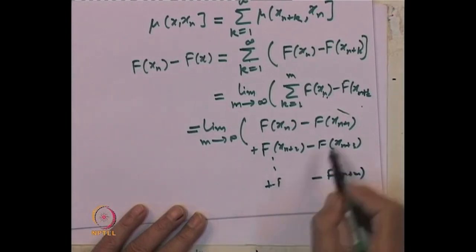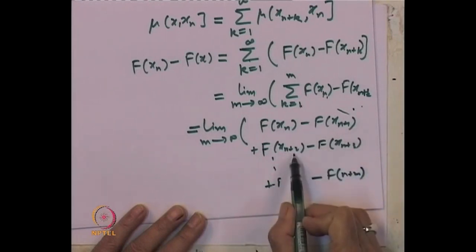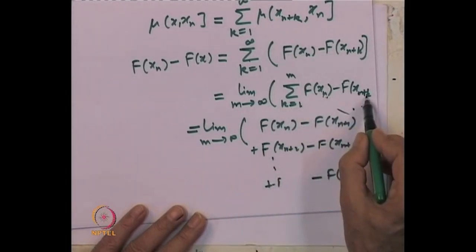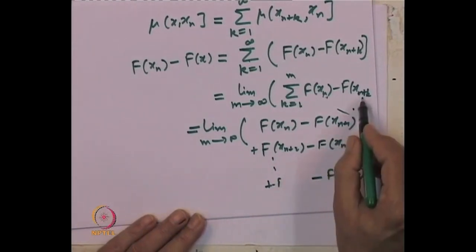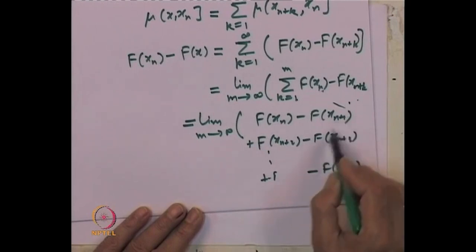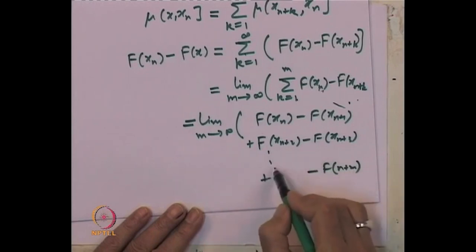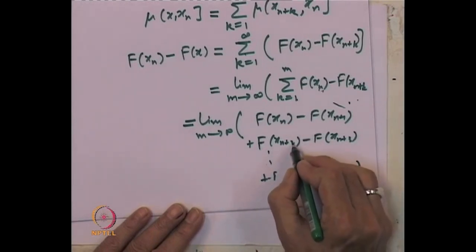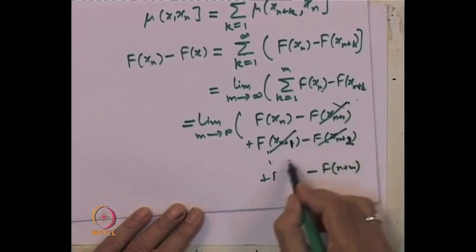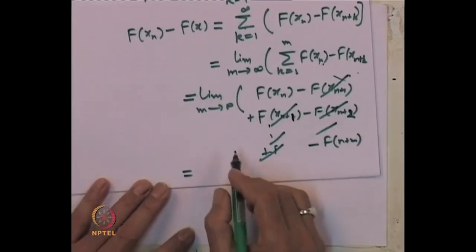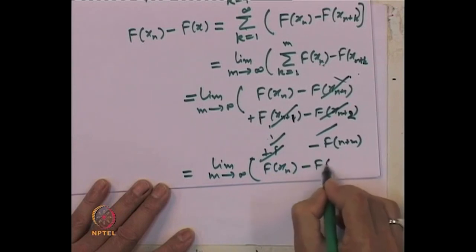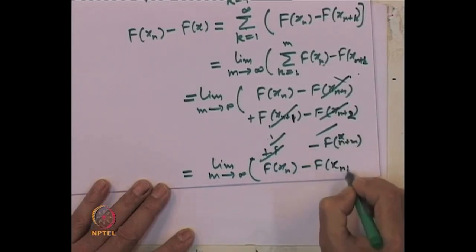Okay. So, that means what? We are starting with k equal to 1, x_n to x_{n+1}. So, what are the terms which are cancelling? Sorry, it should be x_{n+1} minus x_{n+2}, right. So, when the next term comes, x_{n+1}, x_{n+2} and so on, these terms cancel, right. So, what we will be left with is the limit as m goes to infinity of f of x_n minus f of x_{n+m}.